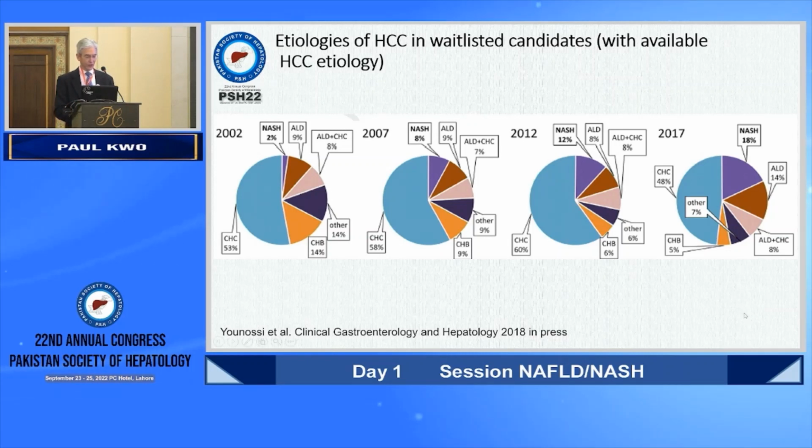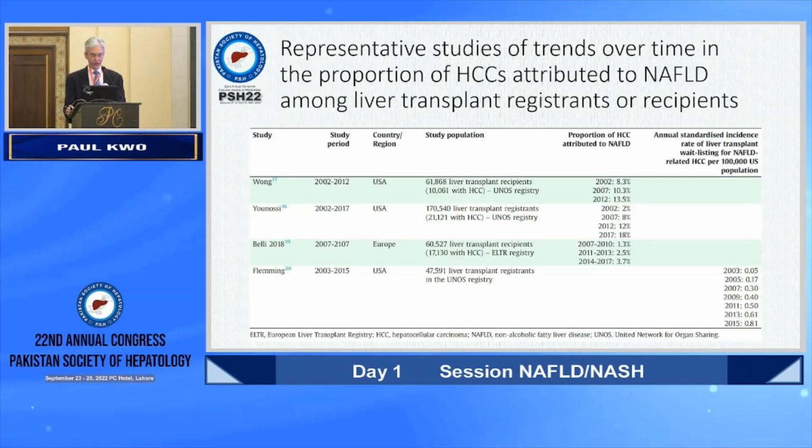And this is Zubair Younossi's paper here. If you look at these pie charts going from 2002 on the left over to 2017 on the right, what you see here in lavender in the top right is NASH. In 2002, NASH was 2% of all the hepatocellular cancers. By 2007, 8%, 2012, 12%, and by 2017, 8% of the hepatocellular carcinomas. And like I said, over time, viral hepatitis is going to subside, and NASH-related HCC is going to take over.